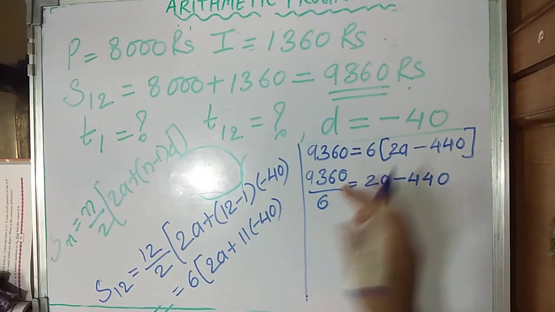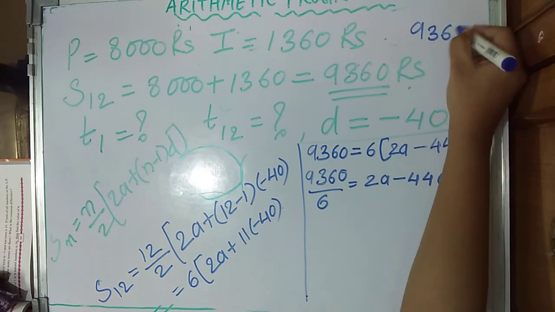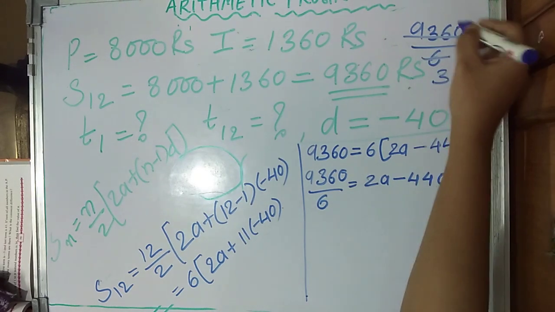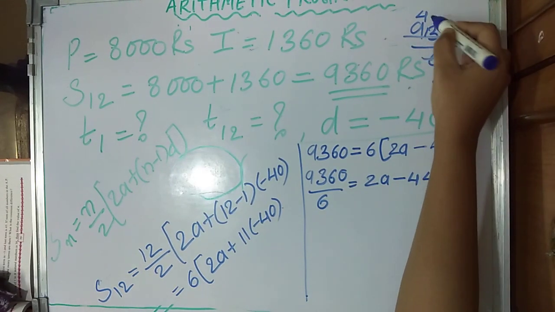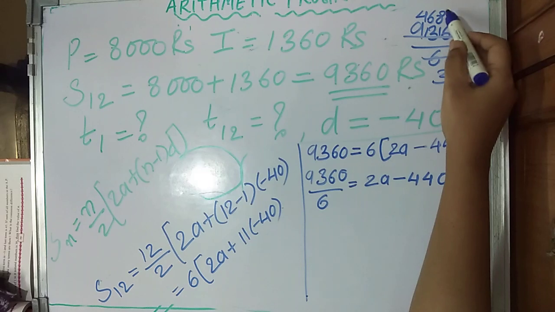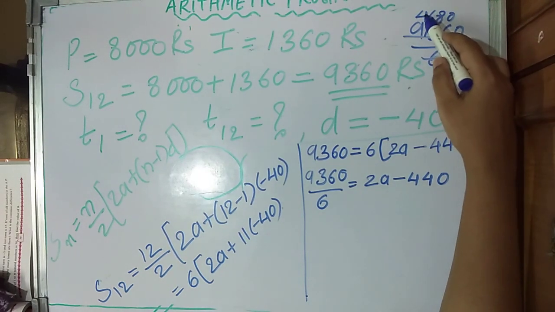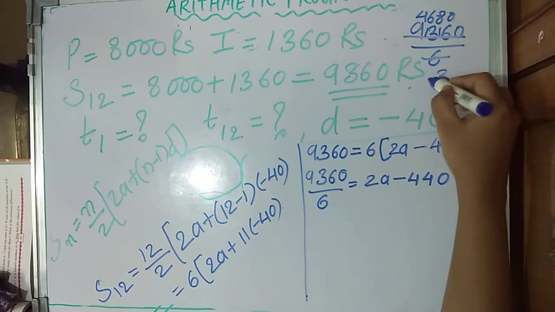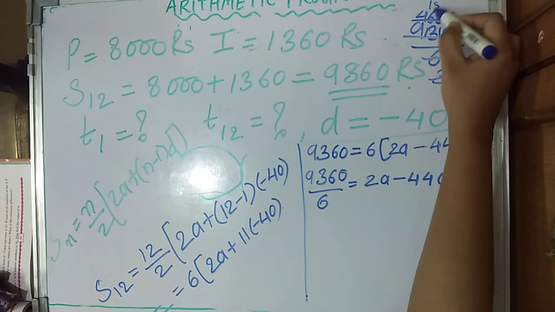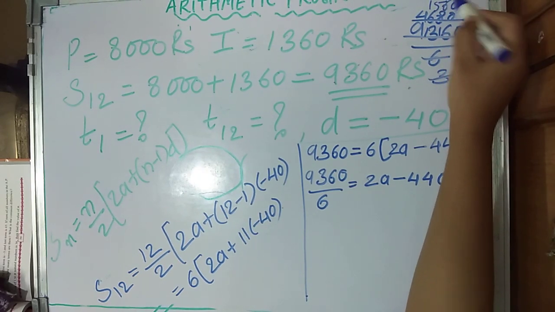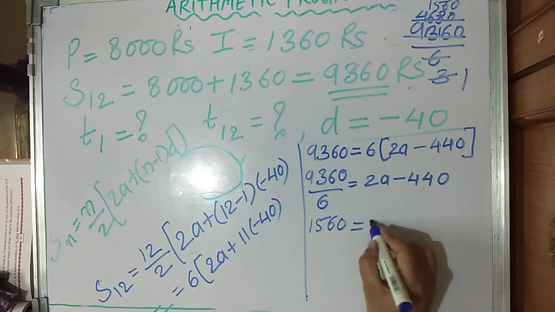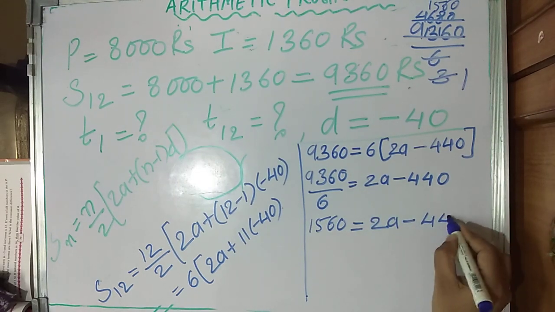Okay, 9360 upon 6. Cancel by table of 2: 2 3s are 6, 2 4s are 8, 1 carry, 2 6s are 12, 1 carry, 2 8s are 16, 2 zeros are 0. Okay, now this number goes in the table of 3. Let's check. 3 1s are 3, 3 5s are 15, 1 carry, 3 6s are 18, 3 zeros are 0. So we have 1560 as the answer, 2a minus 440.